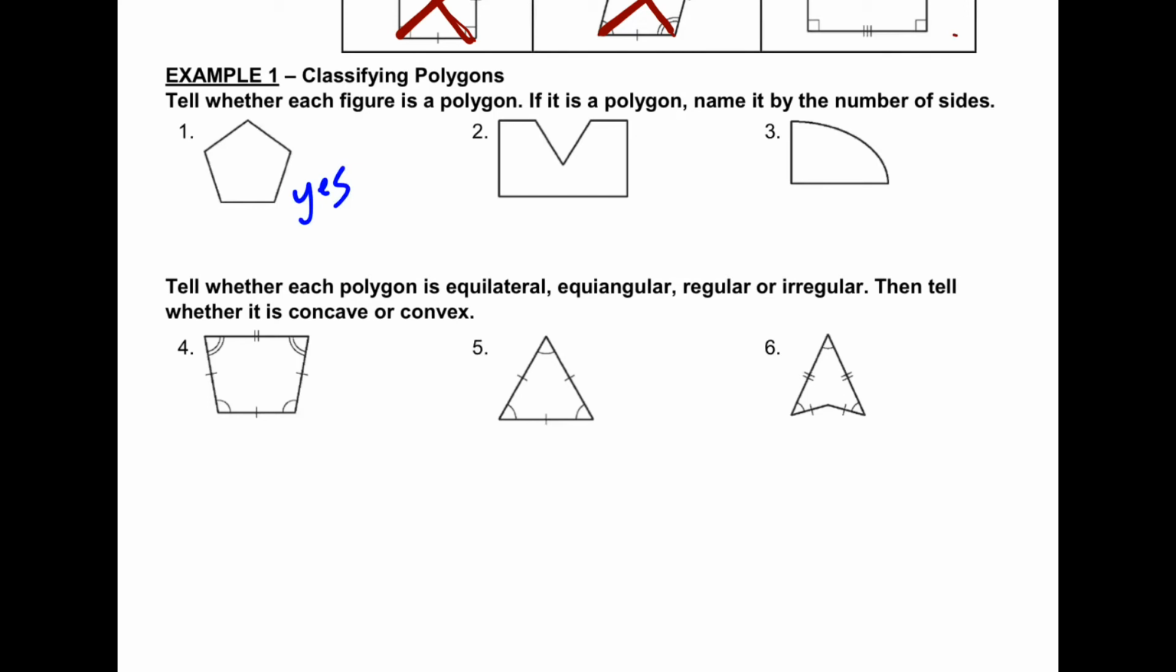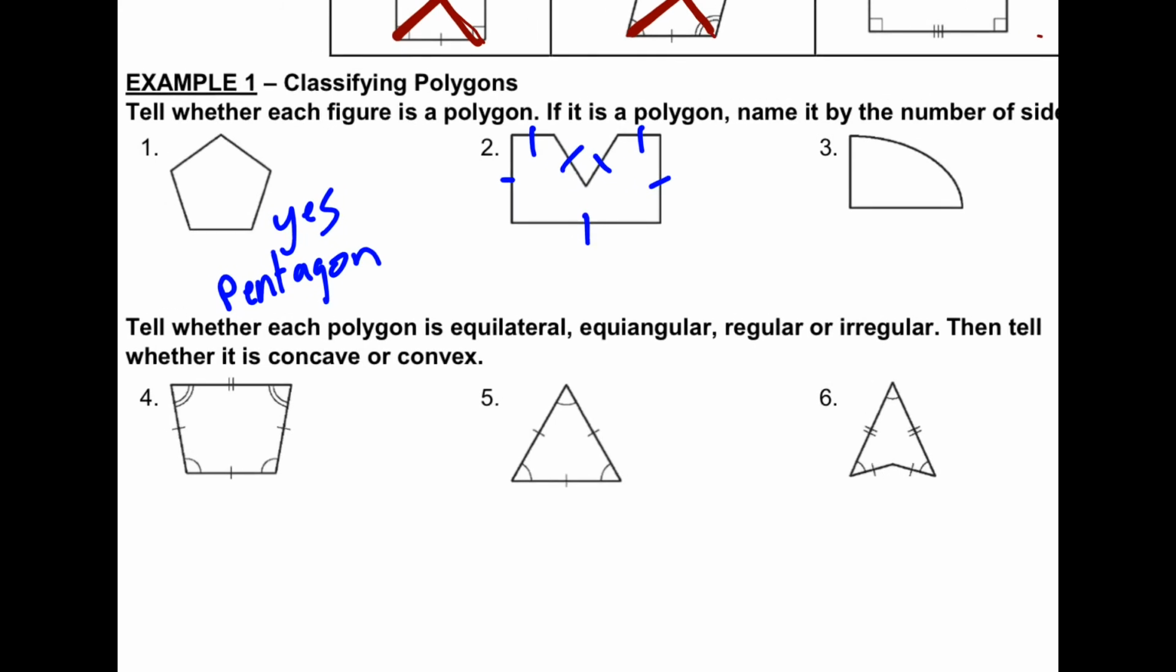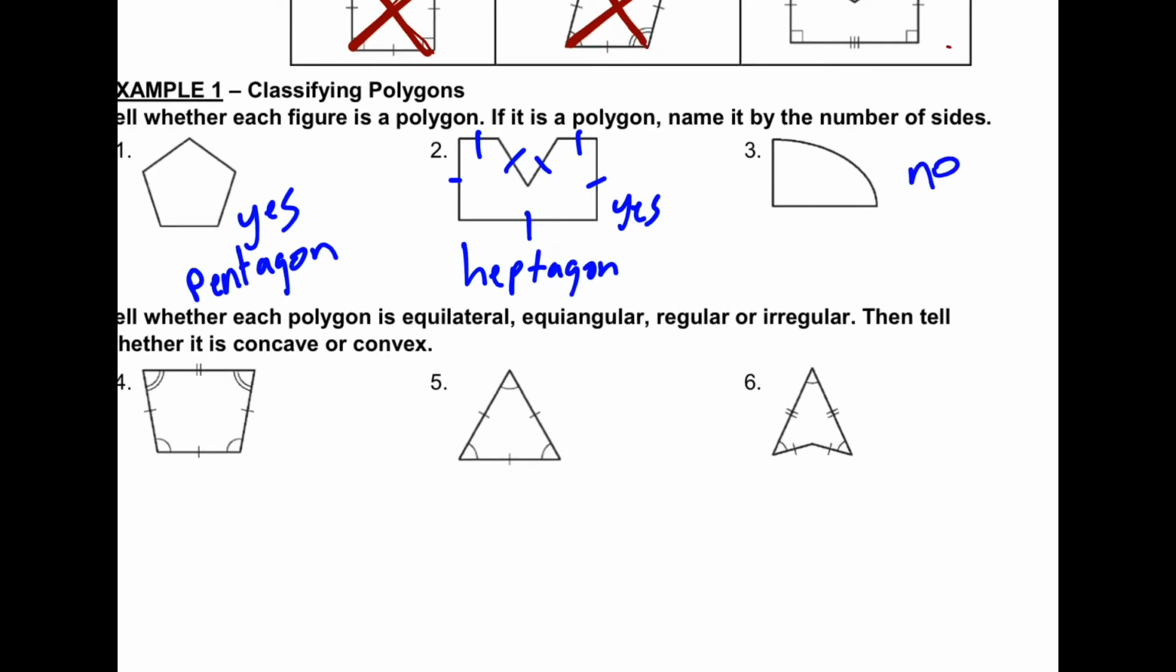Yes, this is a polygon. It's a pentagon, having 5 sides. Number 2, we can count up the sides. There's 7 of them, so it's a heptagon. Yes, it's a polygon. Number 3 is not a polygon. You have to have straight sides, so this curve here is the reason why it doesn't work.